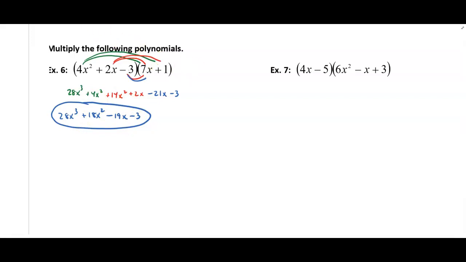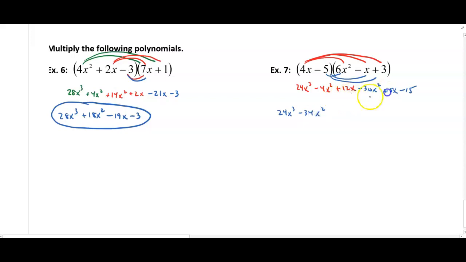Now, the next one, when we do a binomial times a trinomial, it's really no different. But now what we're doing is taking the first term, distributing it to each of the three terms. So 24x to the third minus 4x squared plus 12x. This is going to give me minus 30x squared plus 5x minus 15. So now, combine like terms. 24x to the third. This is going to give me minus 34x squared. That's going to be plus 17x minus 15. And we are done. Okay?